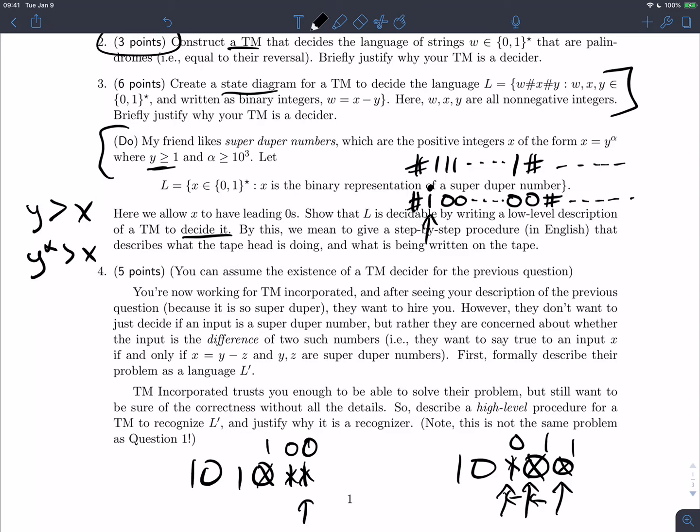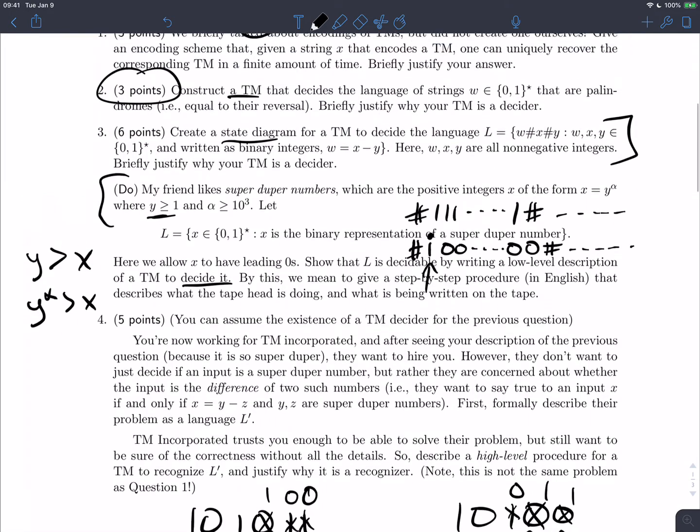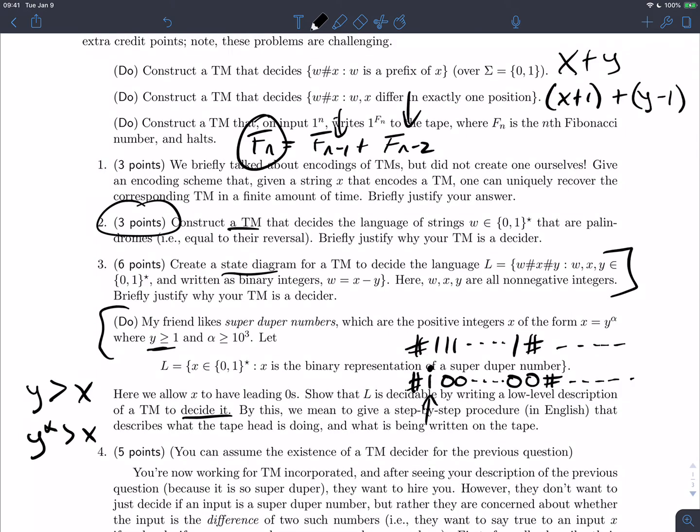No other questions about P set 1? Yeah. For a few of them, you asked for us to justify why it decides. Which one? I think number 3. Justify why your TM is a decider. Do you want us to do that via definition, via proof, or via examples? Well, it says briefly.